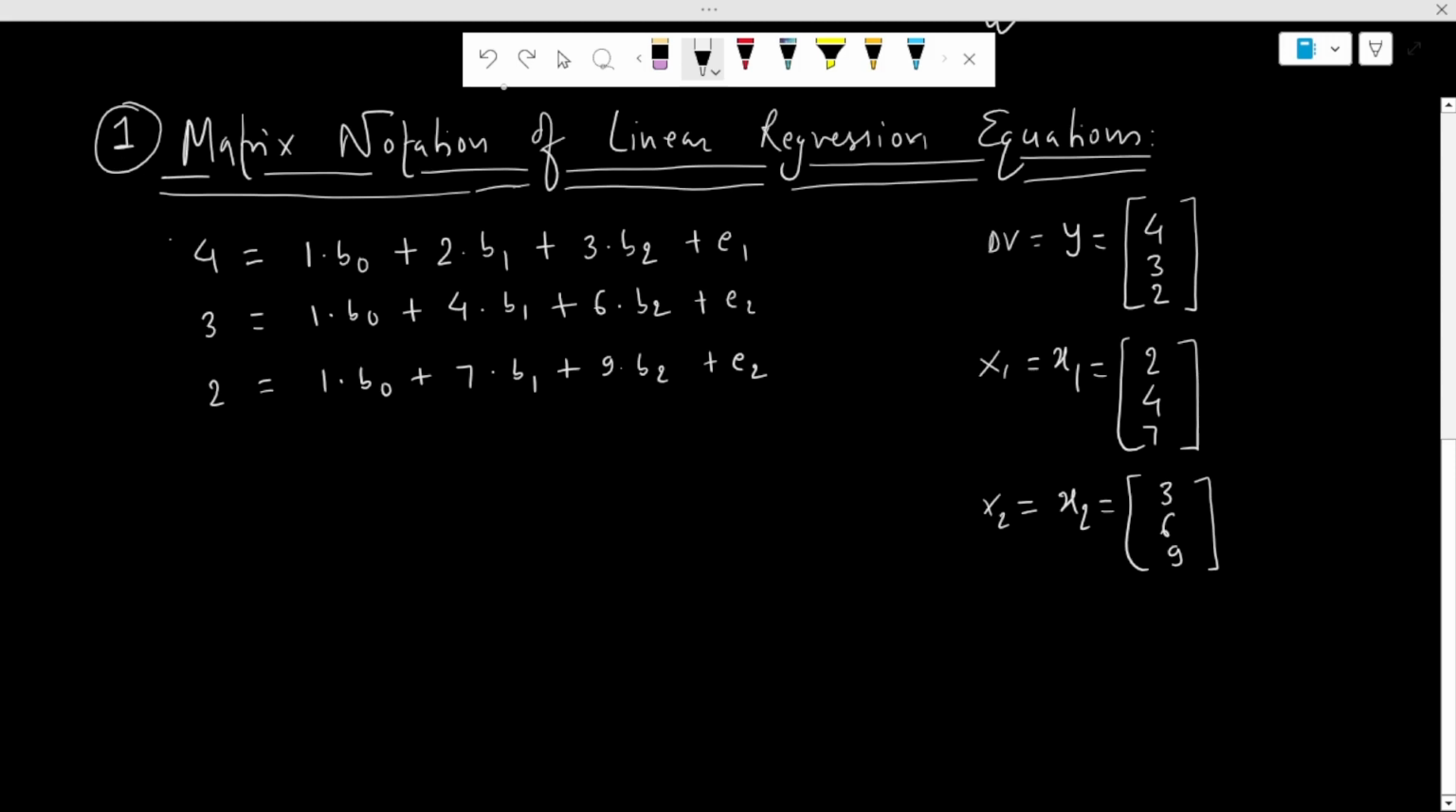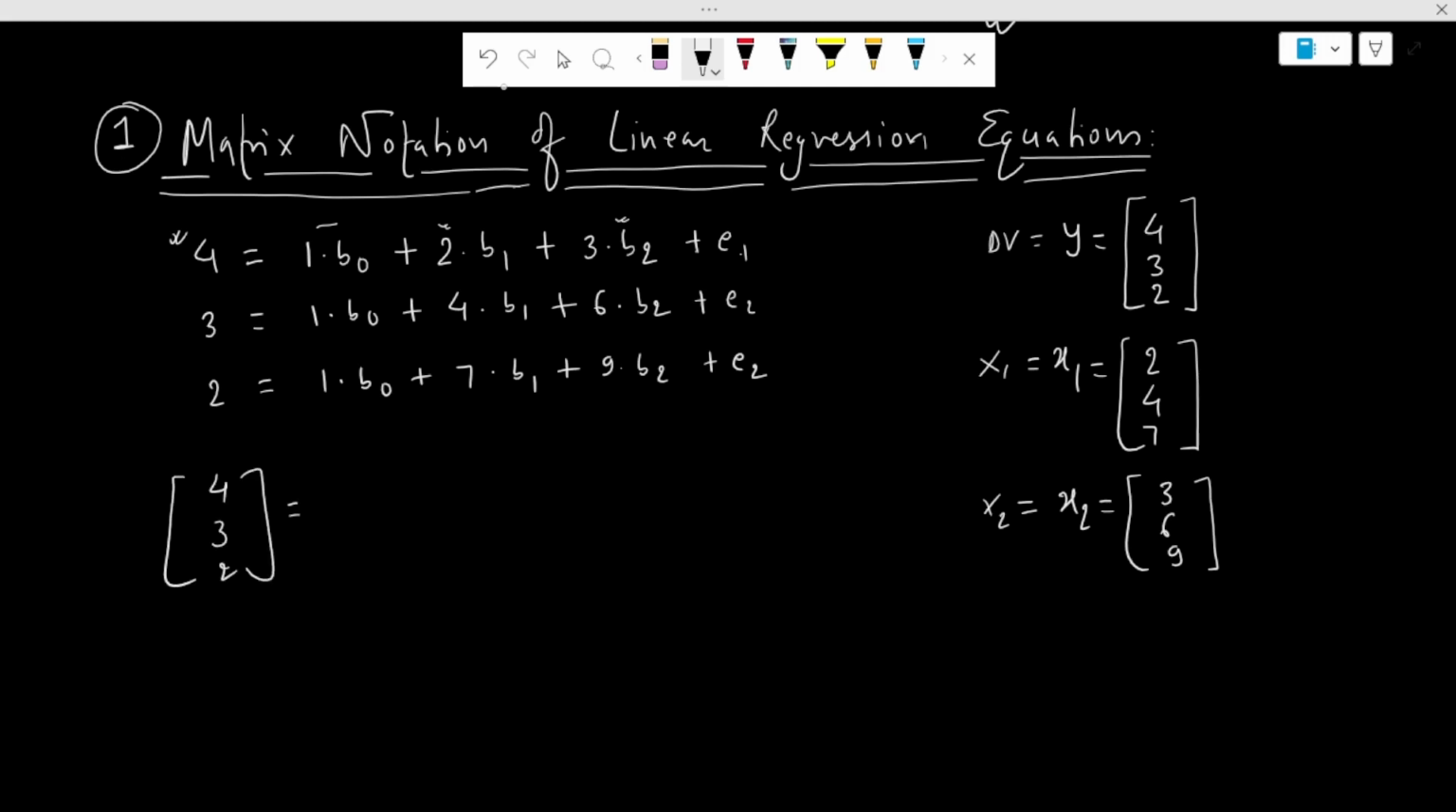Each observation of y can be expressed as some constant plus some scale of x1 plus another scale of x2 plus the residual term. And if we present it in a different form, this is equal to 4, 3, 2.